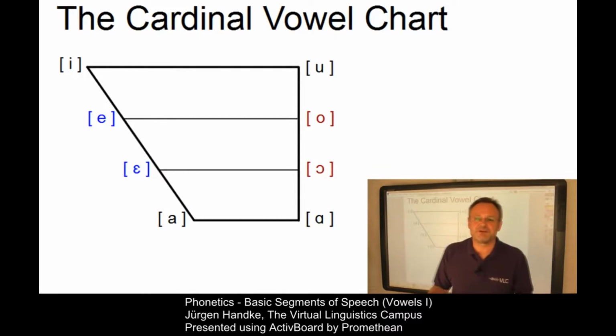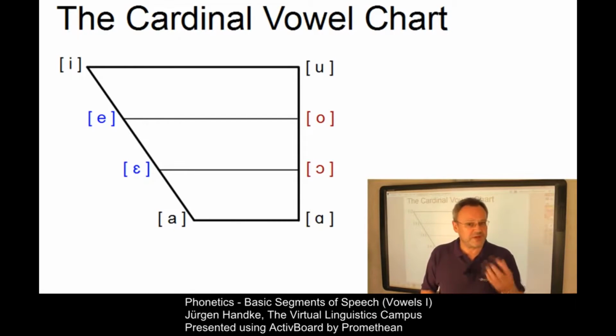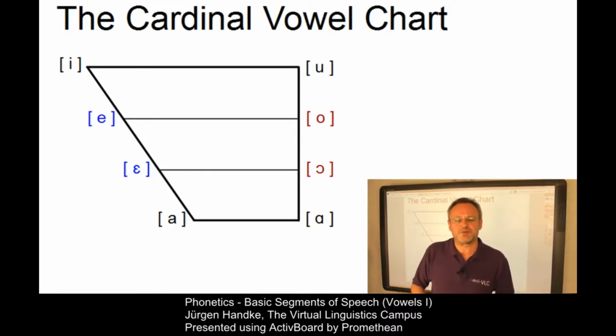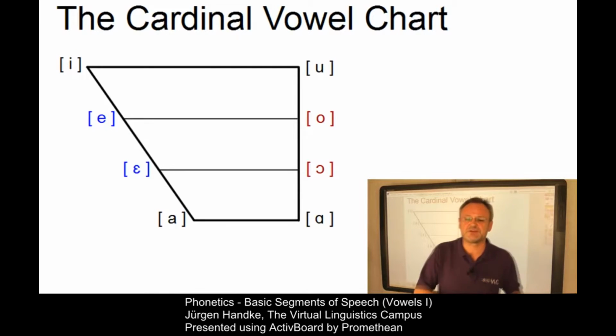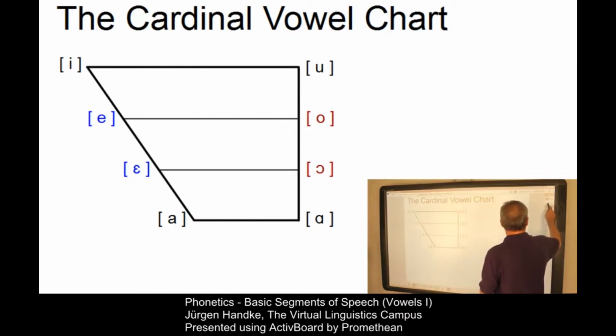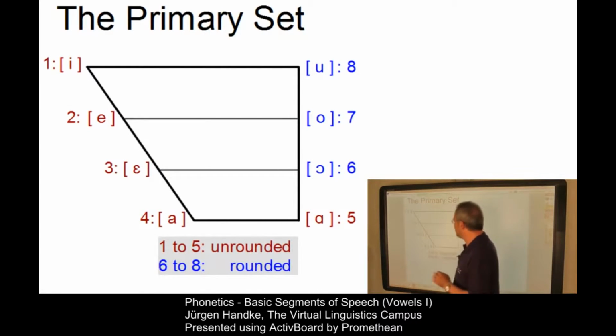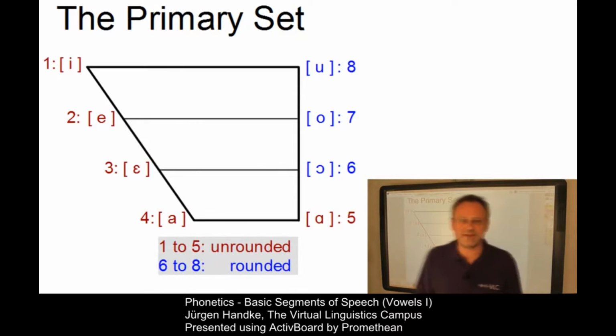With the third parameter, the parameter of lip rounding, you may have noted that some of the vowels I've just produced were produced with rounded lips like U, others were produced with spread lips like E. And with this parameter we can now create 2 sets of cardinal vowels, the primary set and the secondary set. Let us look at them in more detail. Here is the primary set of cardinal vowels. Cardinals number 1 to 5 are produced with spread lips. Here they are.